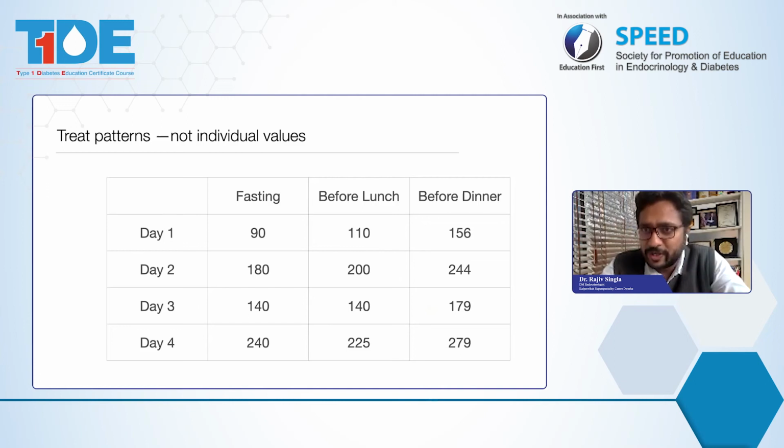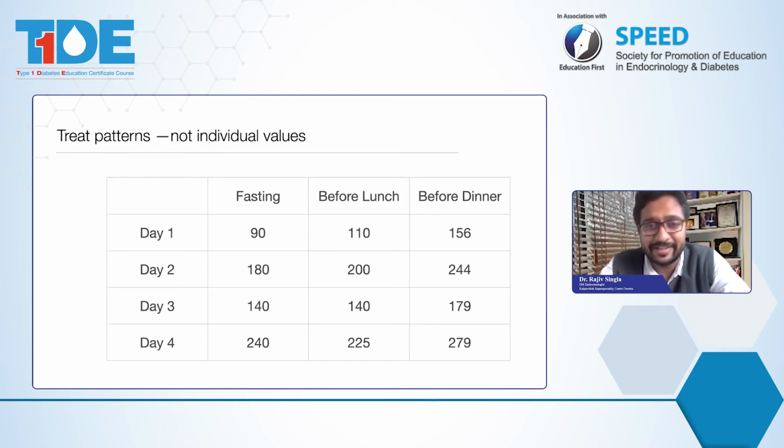If I just show you these values, if you look at one day, what it shows is on day one, fasting is 90, pre-lunch is 110, and pre-dinner is 156. Now we see that the fasting and pre-lunch are pretty much within 10% or within the range that we want them to be, but before dinner value is slightly on the higher side.